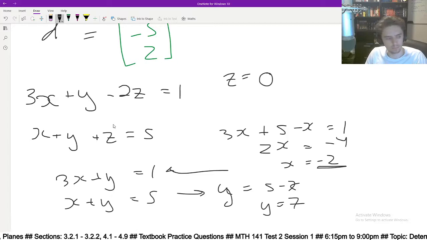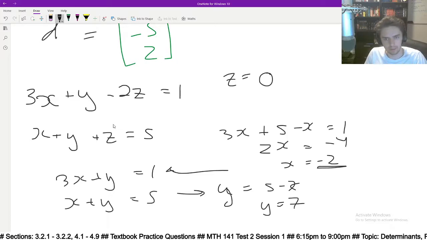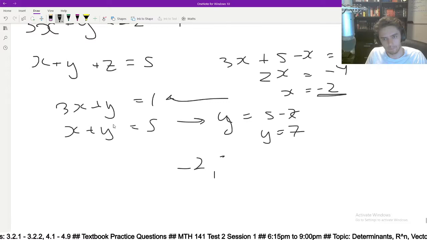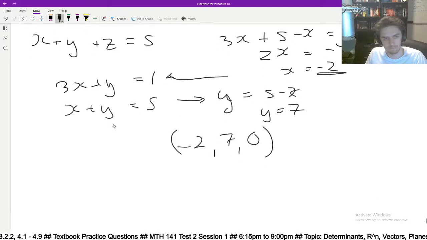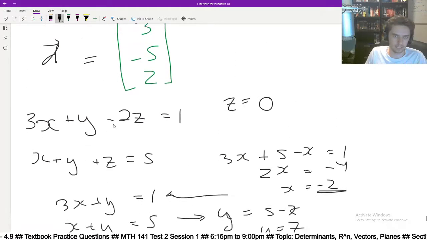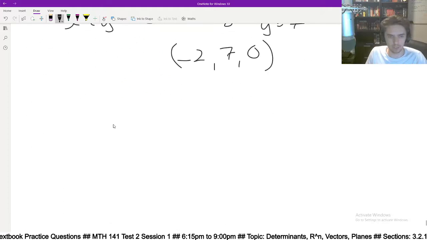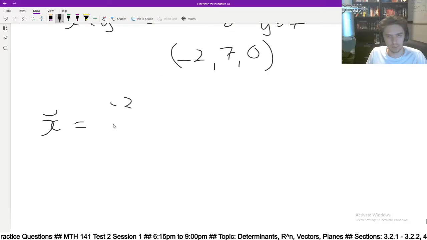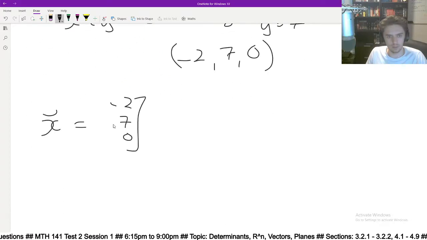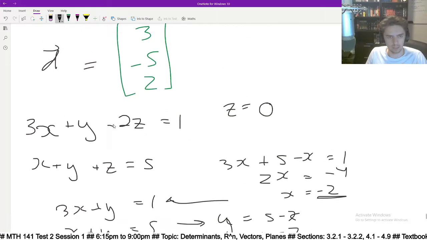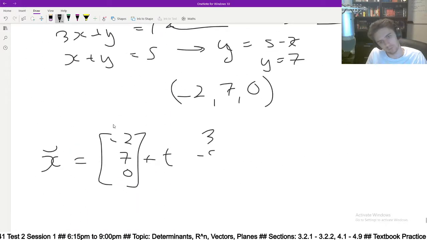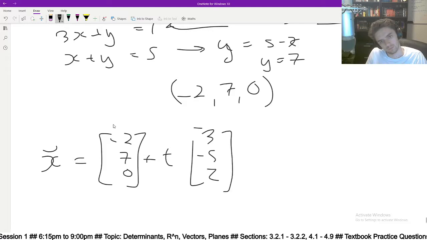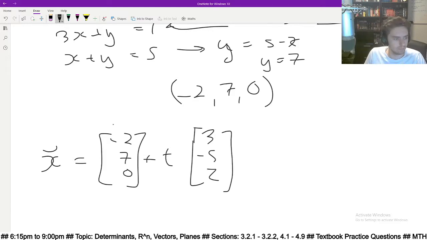So then, yeah, there we go. So we have the direction vector of the line, and we have a point on the line. So it's going to be (negative 2, 7, 0) plus t times the direction vector (3, negative 5, 2). And there you go.